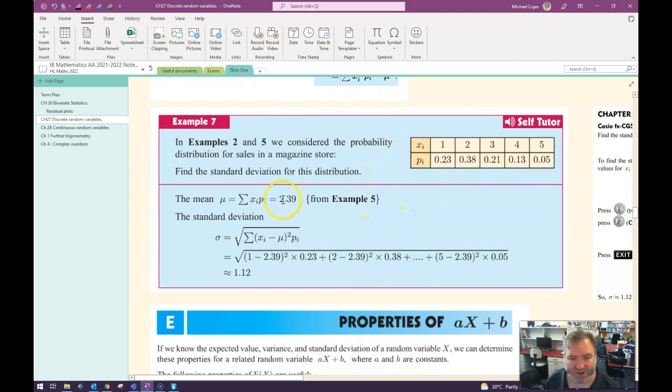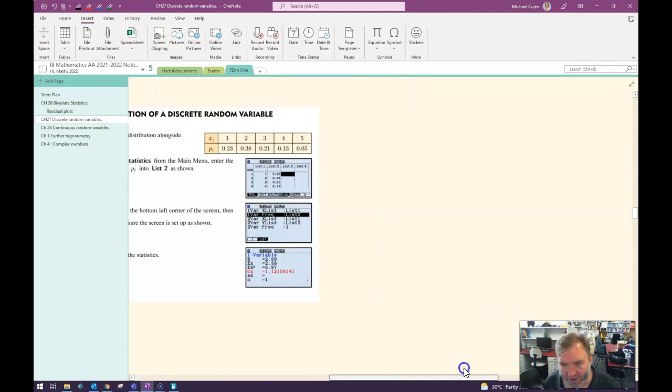The standard deviation, for each score, you need to subtract the mean, square it, and then multiply by the probability again. So for the first one, I'm going to take 1, subtract the 2.39, negative 1.39, square it, multiply by the probability of 0.23. To that, I then add 2 minus the 2.39, so negative 0.39, square it, multiply by the probability, add it to the next one. Once I've got all of those, standard deviation, I'm just going to find the square root.